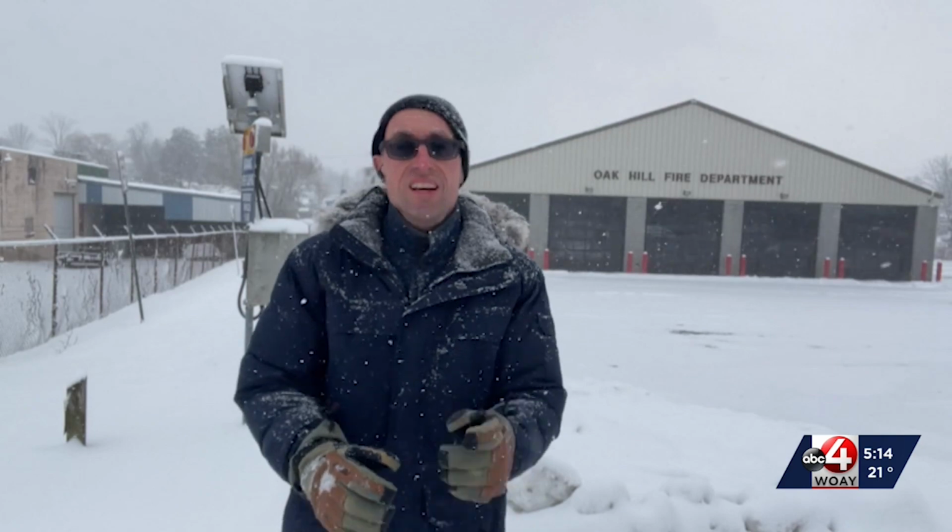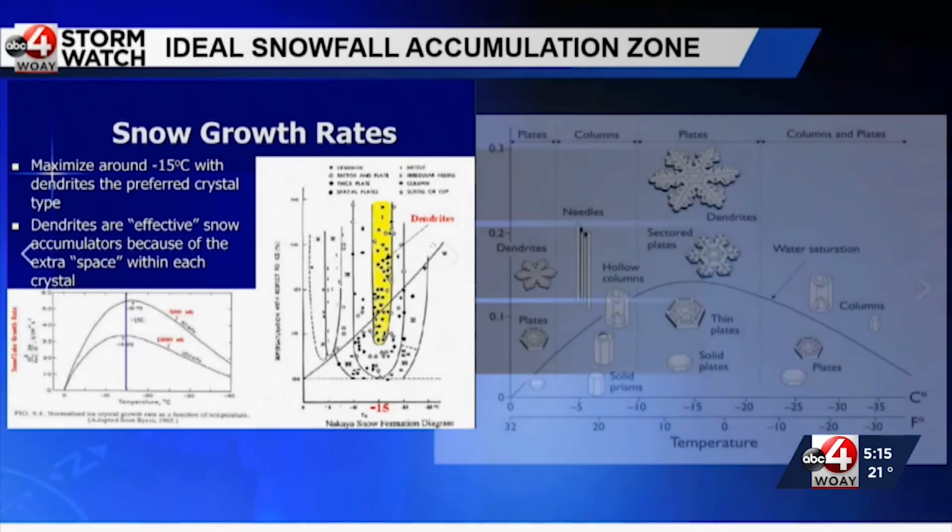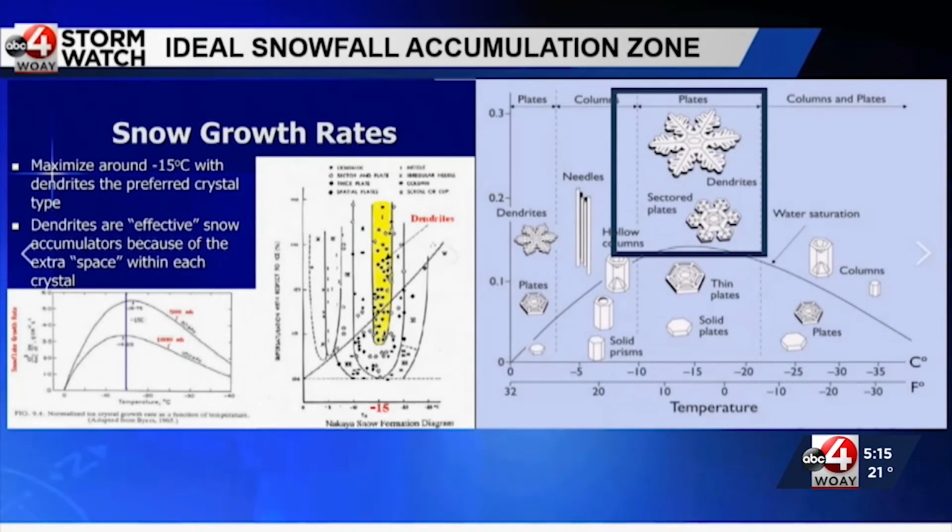You probably know that snowflakes come in all different shapes and sizes, right? But do you know why certain parts of a winter storm have large snowflakes and certain parts have smaller snowflakes? To answer that question, we have to look at what's called the dendritic snowfall growth zone. That's the area in the atmosphere where the temperature is minus 15 degrees Celsius or 5 degrees Fahrenheit. That's where your largest dendrites or snowflakes are going to develop. These large snowflakes have a lot of space in them that allows them to pile up through time.